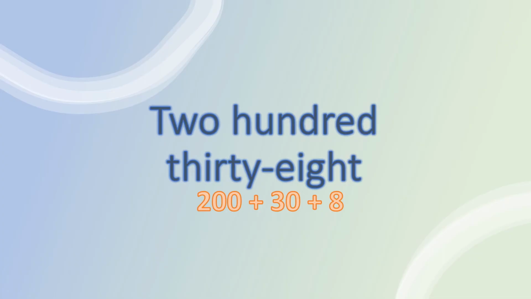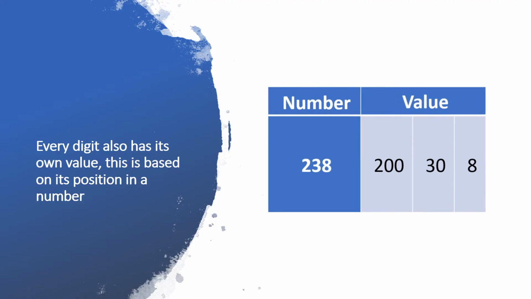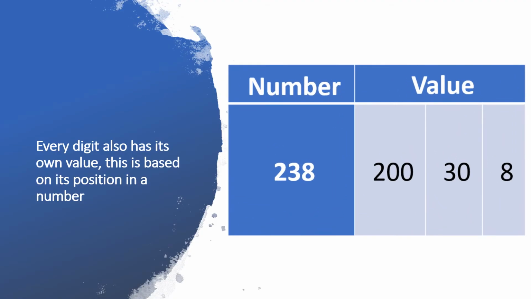238. You can also write the numeral in expanded form, 200 plus 30 plus 8. Every digit has its own value. This is based on its position in a number. In 238, the value of 8 is 8. The value of 3 is 30, and the value of 2 is 200.